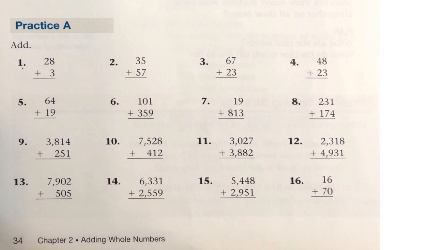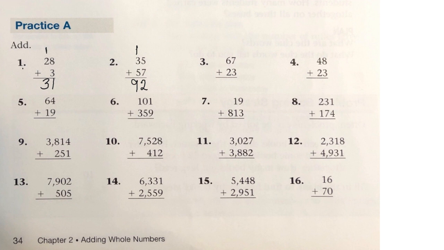Number 1, 28 plus 3. 3 plus 8 is 11. So the 1 from 11 goes in the ones place, and the extra 10 gets regrouped over the 2. 2 plus 1 is 3. Number 2, 5 plus 7 is 12. The 1 from 12 gets regrouped to the tens place. 1 plus 3 is 4. 4 plus 5 is 9.